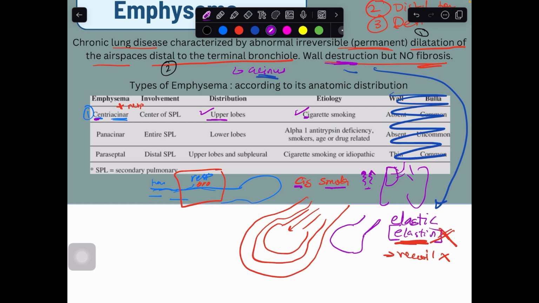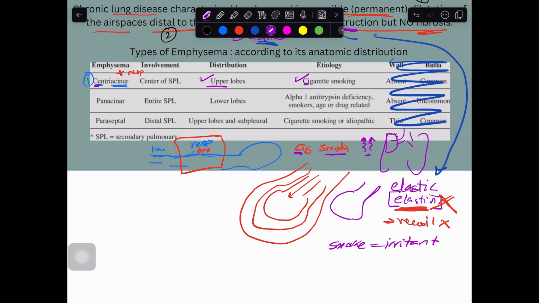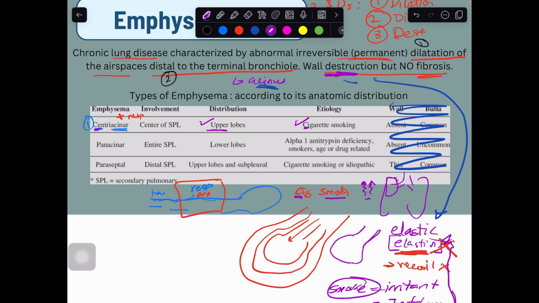How is smoking going to destroy elastin? The cigarette smoke in itself is an irritant, and it causes irritation to the walls. With the irritation, there is inflammation. With inflammation, cytokines are released and inflammatory cells can be formed as well. We have all types of inflammatory cells, CD8, CD4, everything. All of these, the cytokines and cells, will start to attack, and over time they will destroy the elastin. This causes destruction of the walls because smoking is an irritant. When the wall is destroyed, dilation can happen. So this was my centri-acinar.